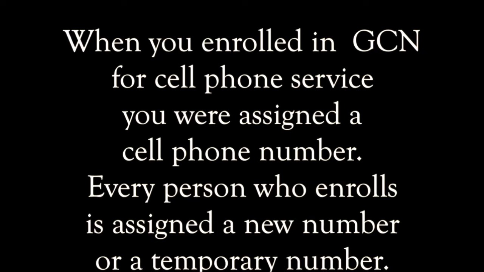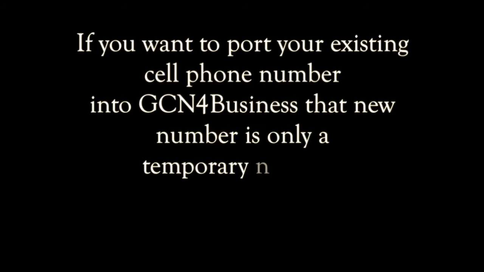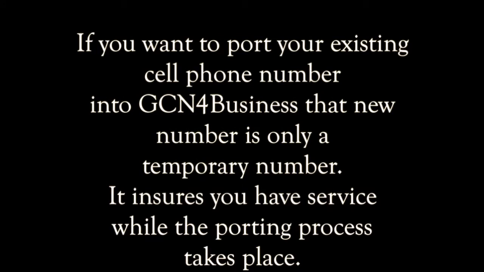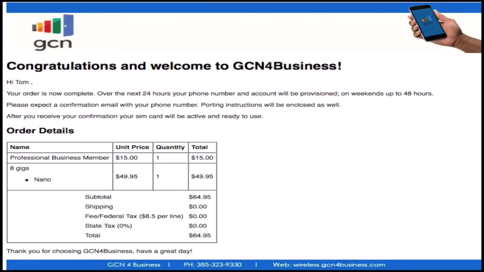Every person who enrolls is assigned a new number or a temporary number. If you want to port your existing cell phone number into GCN4Business, that new number is only a temporary number that ensures that you will have service while the porting process takes place. After your temporary number is activated, you will receive an email notification letting you know that your cell phone number has been activated and you now have service.